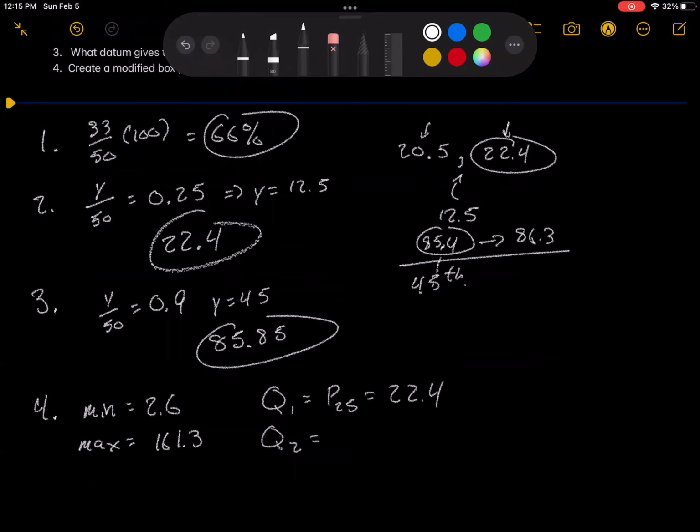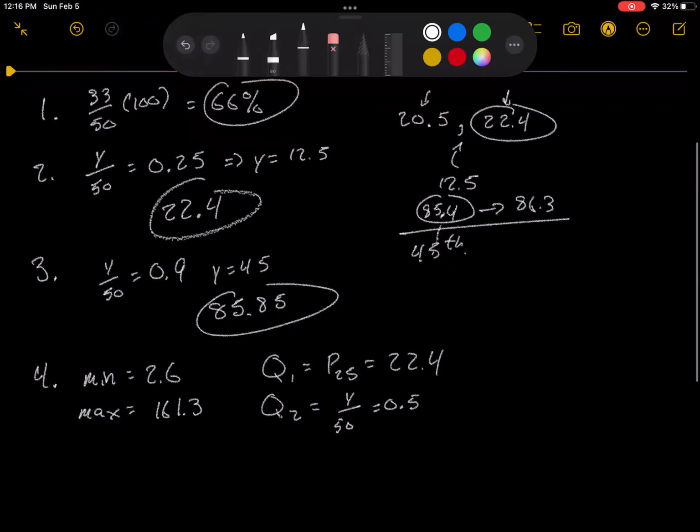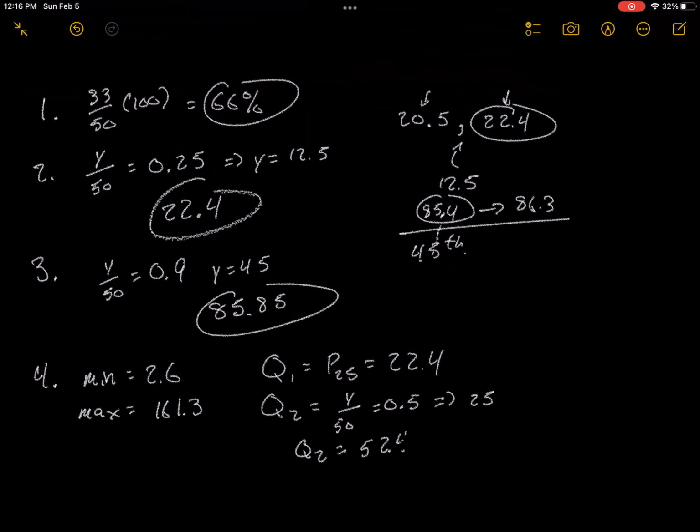Q2 is the median, or the 50th percentile. So Q2, we'll set up the same equation. How many values do we have to count out of the 50 to get 50% of your data? And if you do this, you have to count 25 values, which, because you're counting an integer amount, just like we did in number 3, we have to average the 25th and the 26th value. If you do that, you find that Q2 is equal to 52.45.